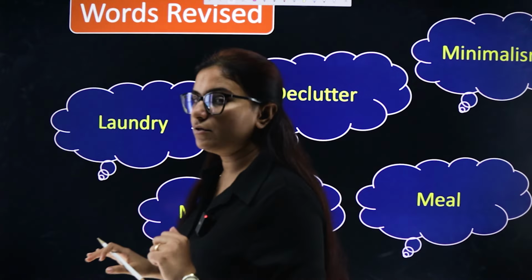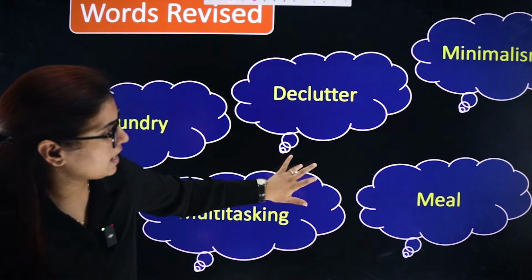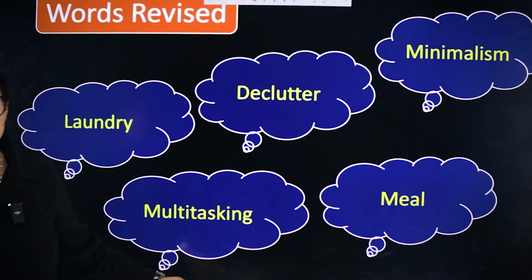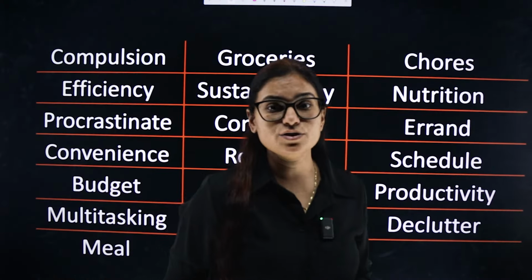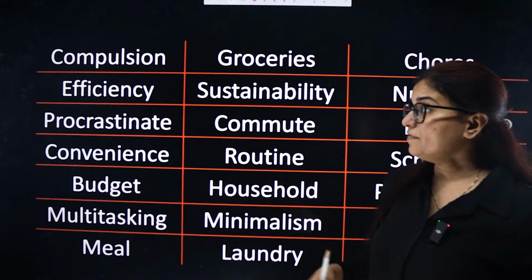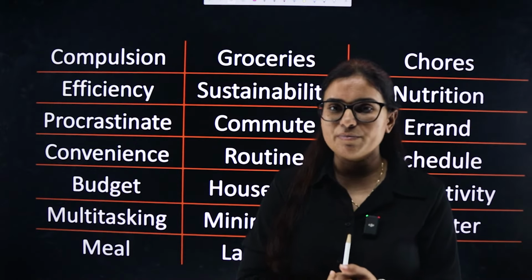Now, these are the words that we had just discussed. Laundry, declutter, minimalism, and then we have meal, then we have multitasking. Okay, that's all for today. These are all the words that we had discussed. You can quickly revise it. Leave in the comment section how many words you can remember.